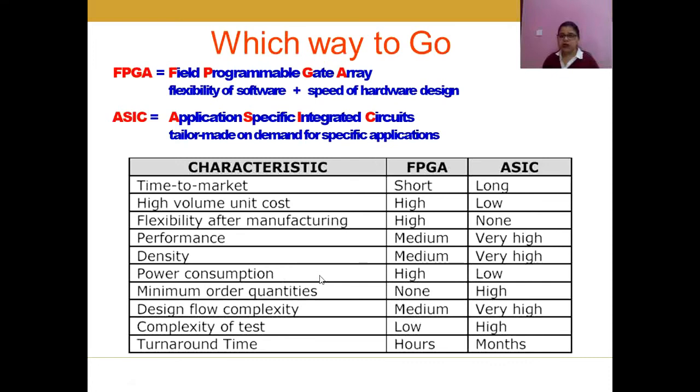Power consumption, it's a big constraint. You can think from this point of view, ASIC will consume low power, but FPGA consumes high power. And design flow complexity, FPGA has a medium design flow complexity, but ASIC has a high design flow complexity. Turnaround time, it takes hours for FPGA and it may take months to design and turn around an ASIC. So this is how, depending upon what type of function or application needs to be developed, we can choose out of the two whether FPGA will be our choice or ASIC will be our interest.